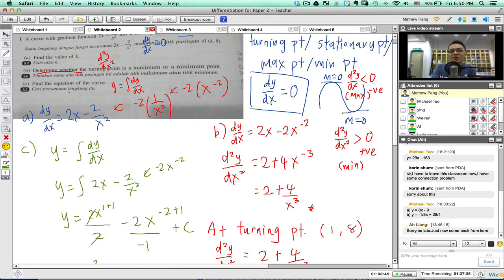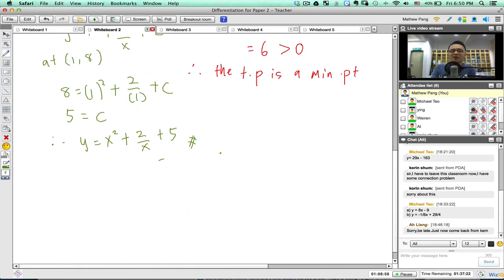So when you see a question like this, where part C asks you to find the equation of the curve, you must understand that when you integrate the gradient function, you can get the equation of the curve. But some students might ask, if I differentiate this curve, can I get back the same dy dx value? So I'm going to show you it is the same. Now I have this equation and I try to differentiate it. I write it in indices form first: y equals x squared plus 2x to the power of negative 1 plus 5.